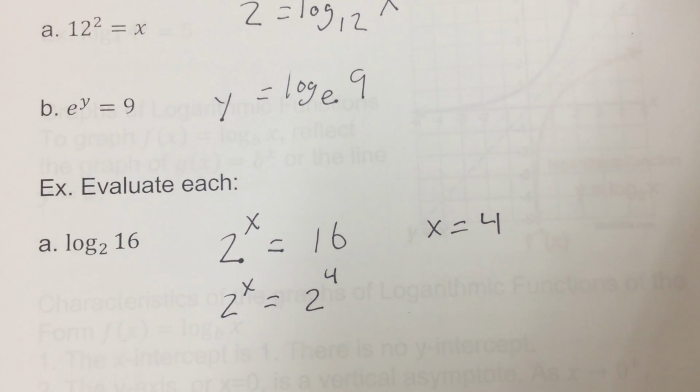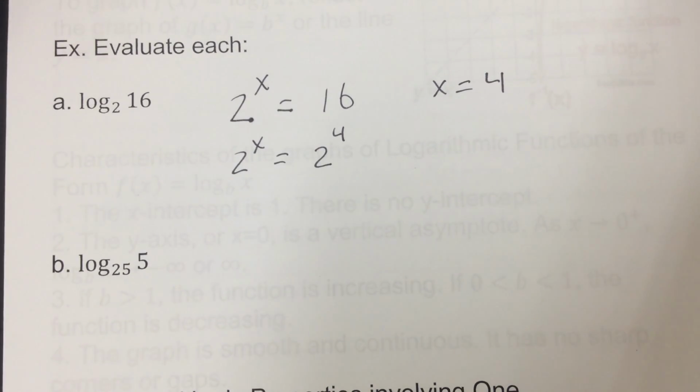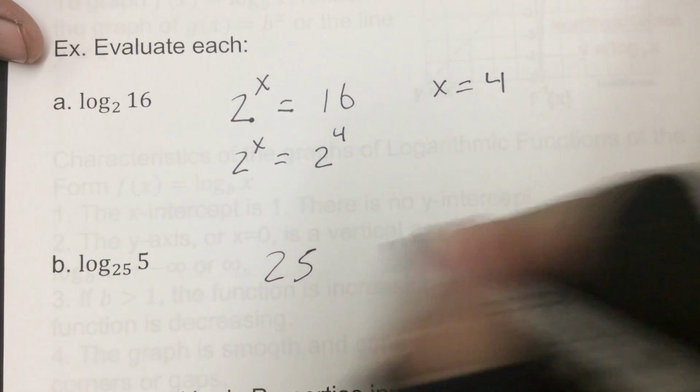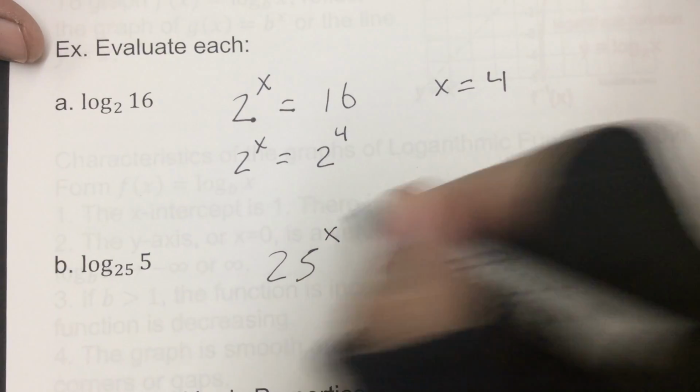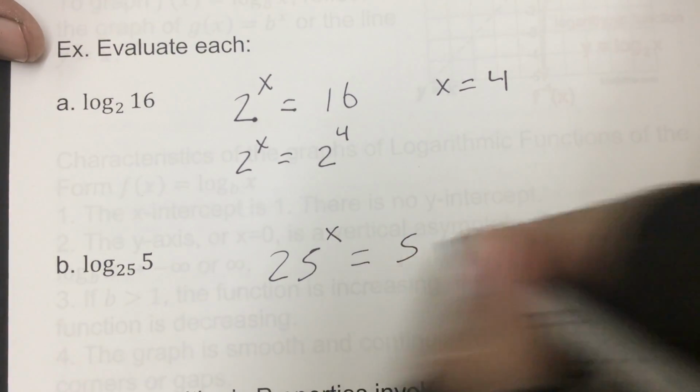But if it was, say, a 2x, then you would keep going, keep solving to finish that one out. Okay. So similar thing here. So log base 25 equals 5. So my base, 25, and we don't have a variable, so x, equals our big number 5.